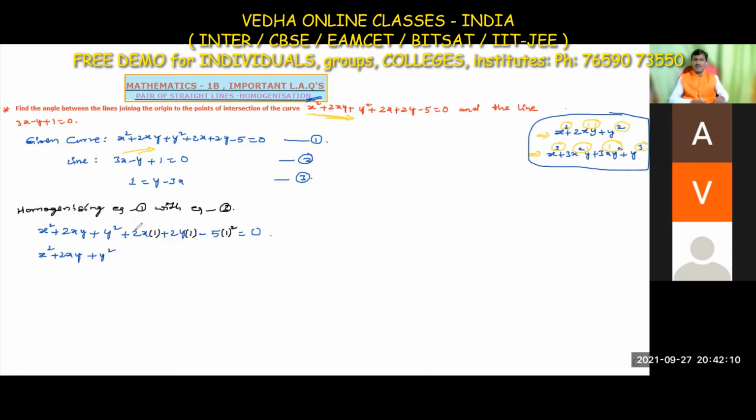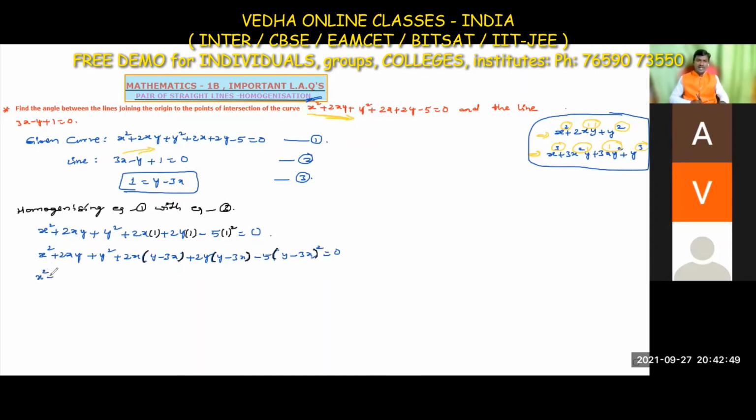Understood? Okay, so now plus 2x into 1, just replace 1 with y minus 3x. Plus 2y into 1, 1 means y minus 3x. Minus 5 into 1 square, 1 square means y minus 3x whole square, equal to 0. In place of 1, I substituted this term y minus 3x. So y minus 3x whole square. Now just simplify here.